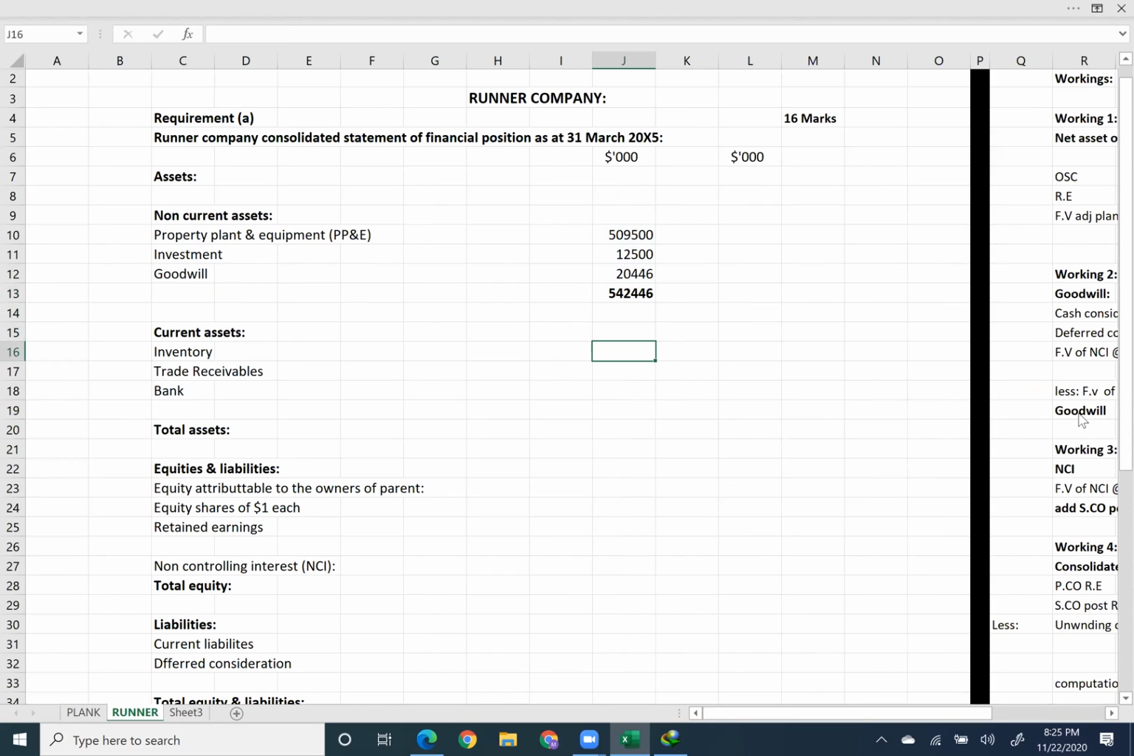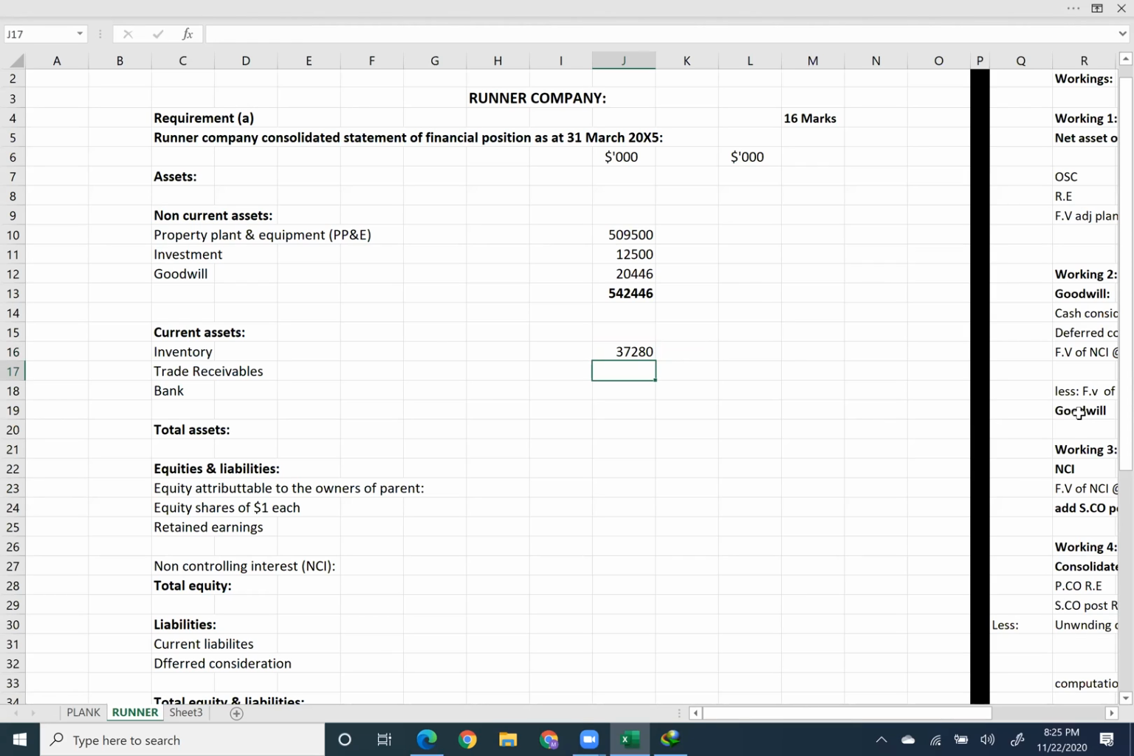Okay, now inventory. Just by looking at inventory, one thing is coming to my mind: URP, boys and girls. Let's add the inventory. Parent company's inventory is 22,000. Subsidiary company's inventory is 16,000. And I hope you remember the URP is 720. Parent company's plus subsidiary company's less 720.